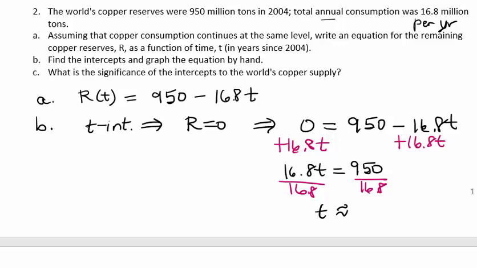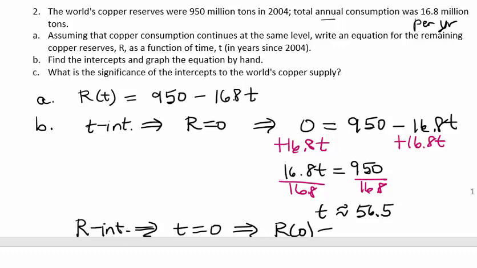I'm going to use this approximately equal to symbol because I'm rounding. Well, the other thing we need is the R-intercept, which occurs when t is 0. So this should be easier to find. We're really finding R of 0 and plugging 0 for t. And so that's 950 minus 16.8 times 0, and that's just 950.